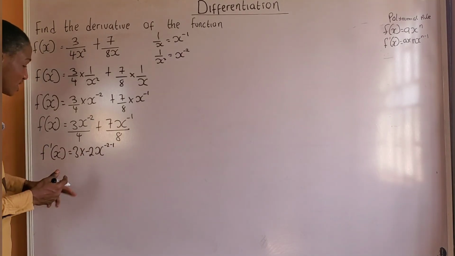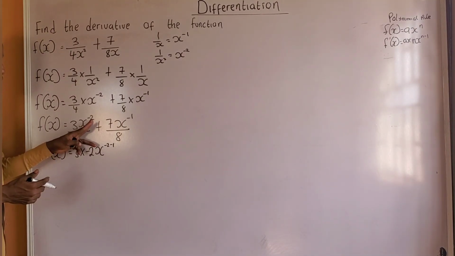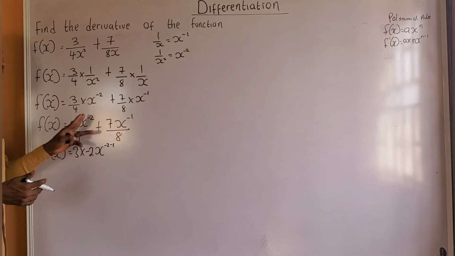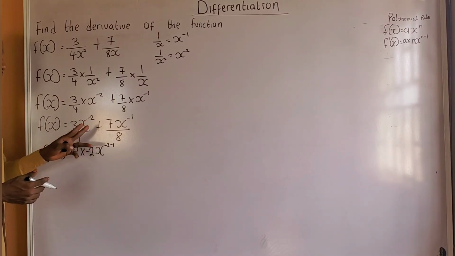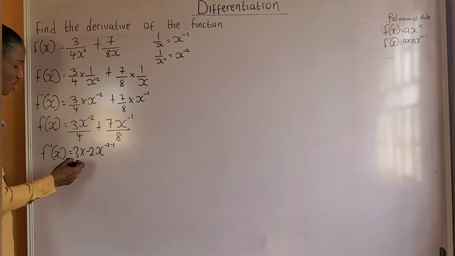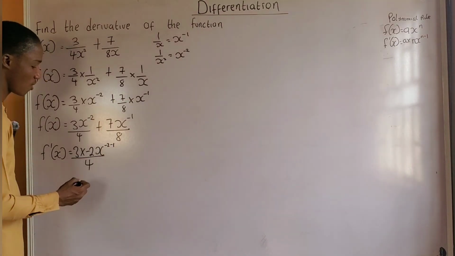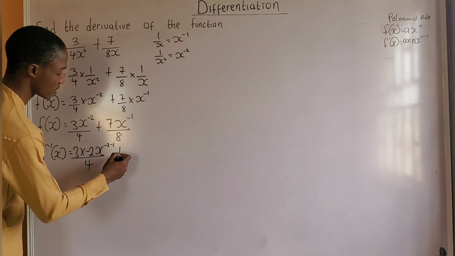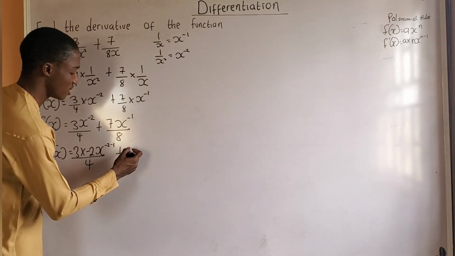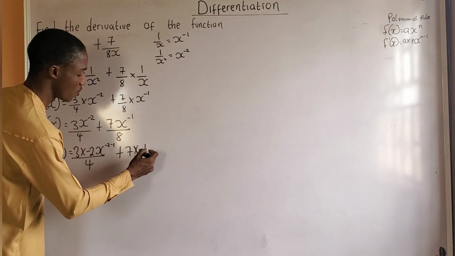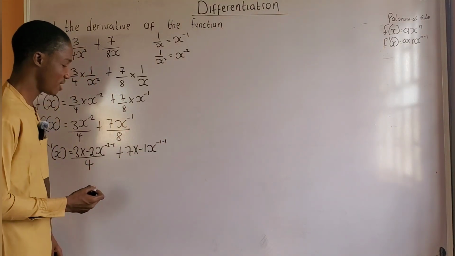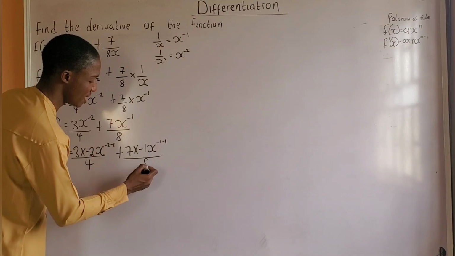Are you getting it? So for this, I'm going to have this. Negative 2 will multiply 3. Are you getting it? And I'm going to subtract 1 from negative 2. Subtracting 1 from negative 2 is negative 3. Do you get it? All this, all over 4, okay, plus 7x raised to the power of negative 1. Differentiate that. You're going to have 7 multiplied by negative 1 times x raised to the power of negative 1 minus 1. Okay, this all over 8.